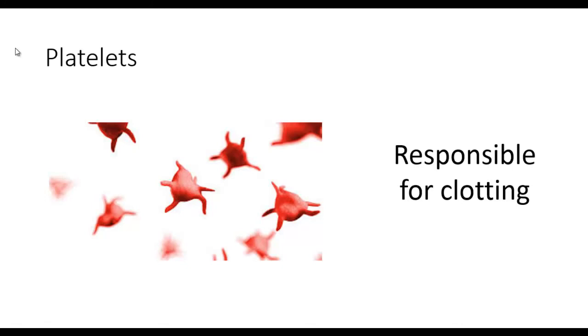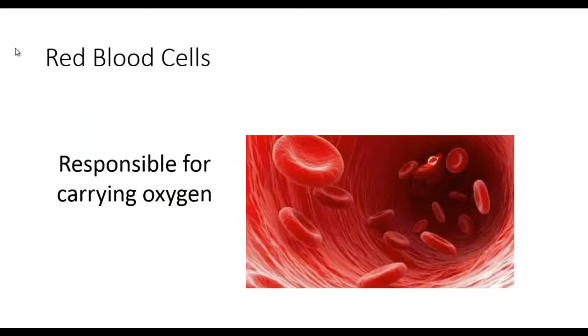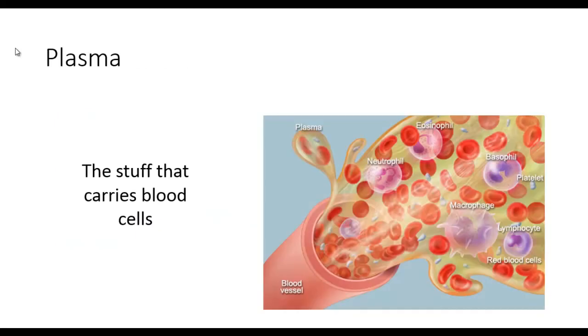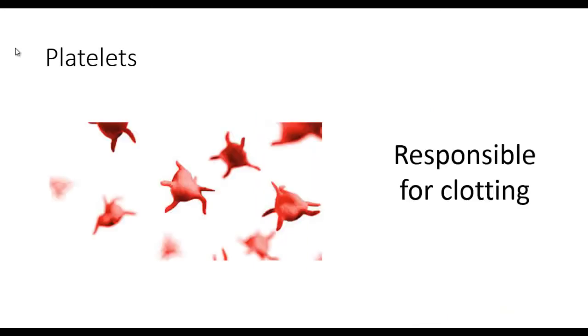Okay. So real quickly, our four components that make up blood are red blood cells carrying oxygen, white blood cells as part of your immune system, plasma, basically the stuff that the cells move in, that allows the cells to move through the circulatory system, and platelets, which are responsible for clotting.